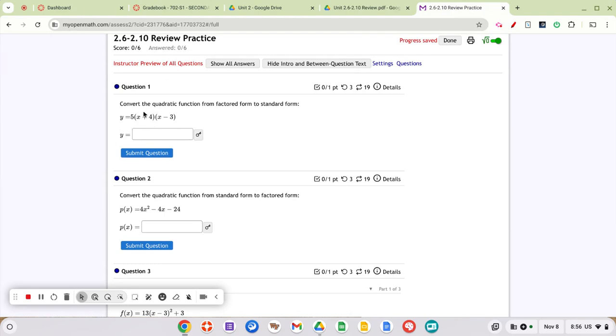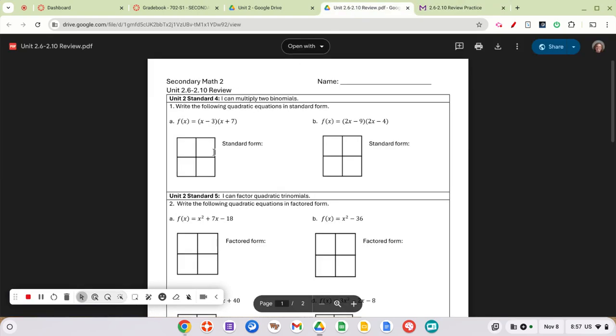One of the example questions on My Open Math has a binomial and an a. You would do double distribution or FOIL on this part, and then you'd multiply everything by 5 all the way through before you'd get the actual answer down here. I'll show you how to do that in a second, but first let's start on this review because these ones are a little bit more simple.